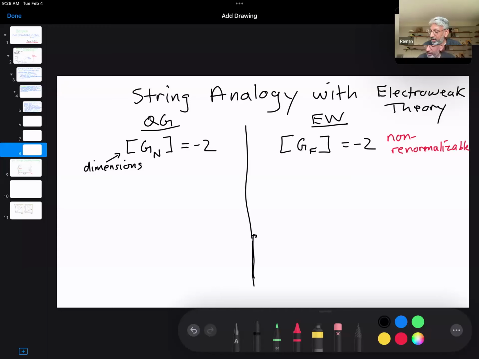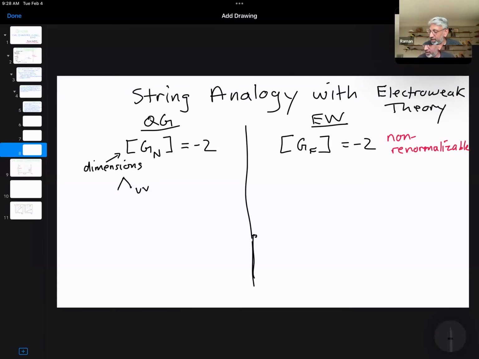Then there is a maximum scale, where these non-renormalizable theories are valid too. We just talked about lambda UV in quantum gravity being smaller than the Planck mass, so this is sort of m Planck or so. And here in the Fermi theory, it is less than the square root of G Fermi, which is what we are calling the weak scale.